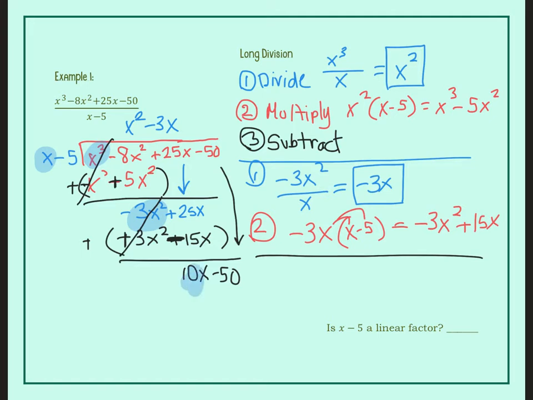Step 1, divide my first term by my first term outside. I have 10x divided by x, I get 10. Whenever you divide, this is part of your answer.